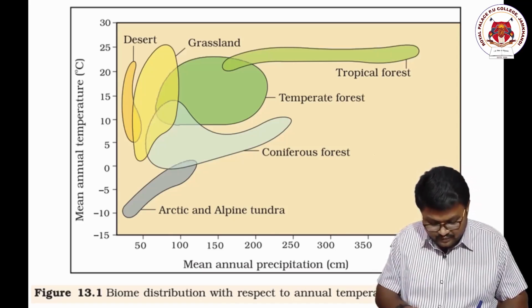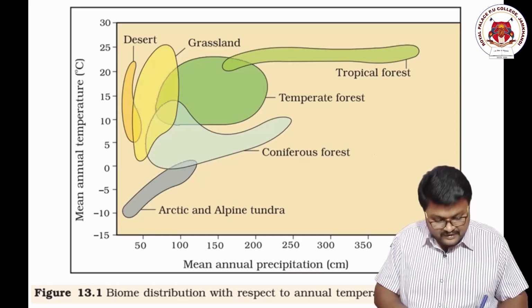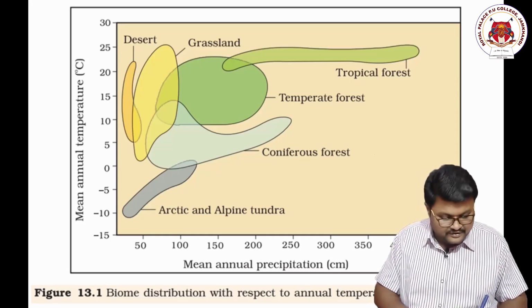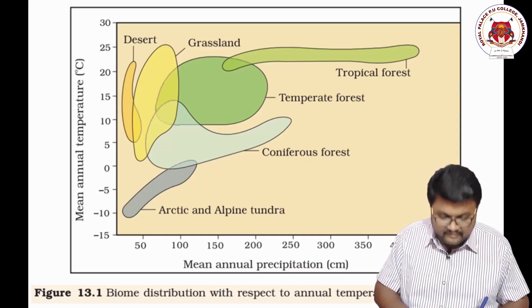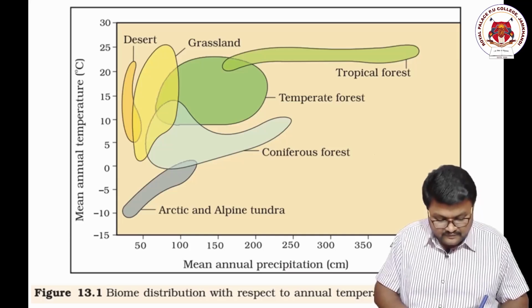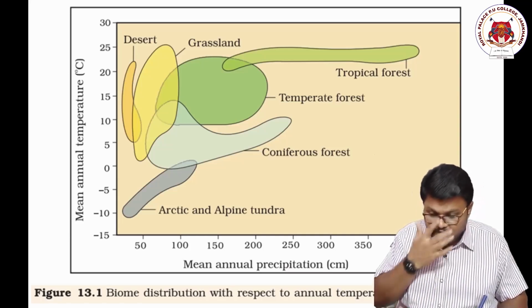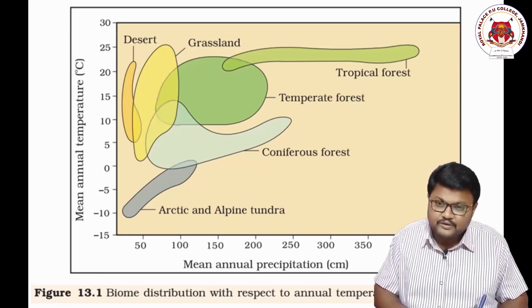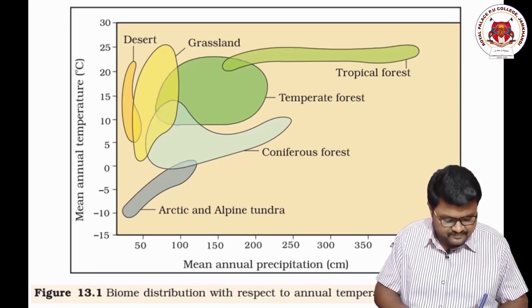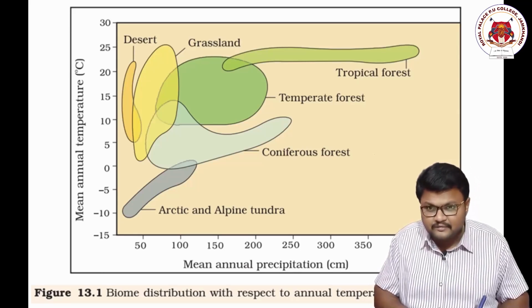The same case goes for temperate forests: 60 to 200 centimeter and 7 to 23 degrees Celsius with respect to temperature. Now in case of coniferous forests, 50 to 250 centimeter for the mean precipitation value and 0 to 13 degrees as the mean average annual temperature.